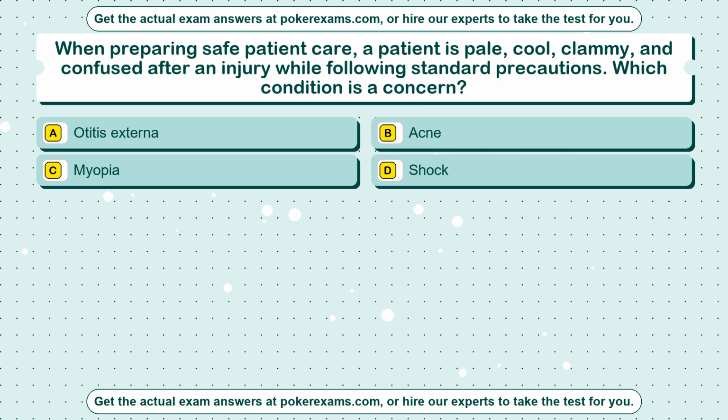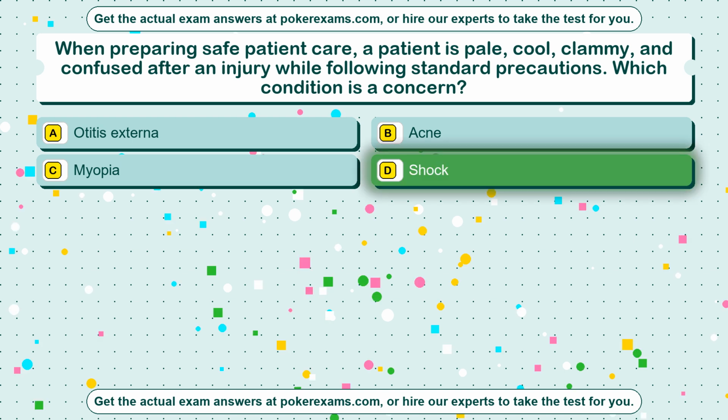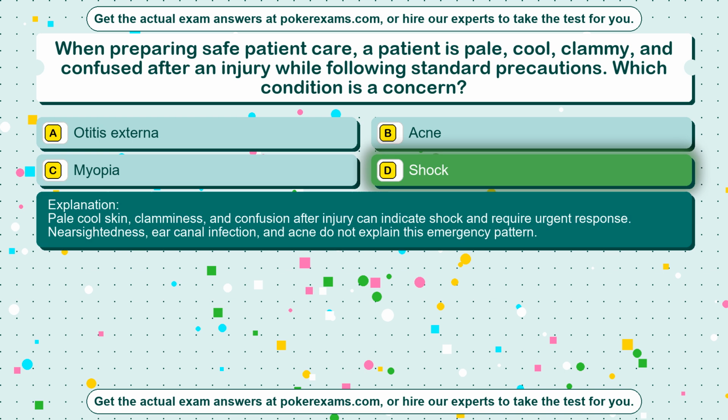Question 86. When preparing safe patient care, a patient is pale, cool, clammy, and confused after an injury while following standard precautions. Which condition is a concern? Option A, otitis externa. Option B, acne. Option C, myopia. Option D, shock. The correct answer is option D, shock. Pale, cool skin, clamminess, and confusion after injury can indicate shock and require urgent response. Nearsightedness, ear canal infection, and acne do not explain this emergency pattern.